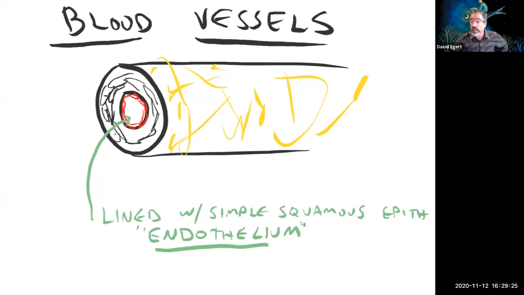Endothelium is also what lines the chambers of your heart. In your heart, instead of calling it endothelium, it gets the special name endocardium, but it's the same stuff. Basically, all of these, the passages where the blood is flowing, whether it's through the chambers of the heart or whether it's through the blood vessels, it's all wallpapered with this endothelium or simple squamous epithelium.